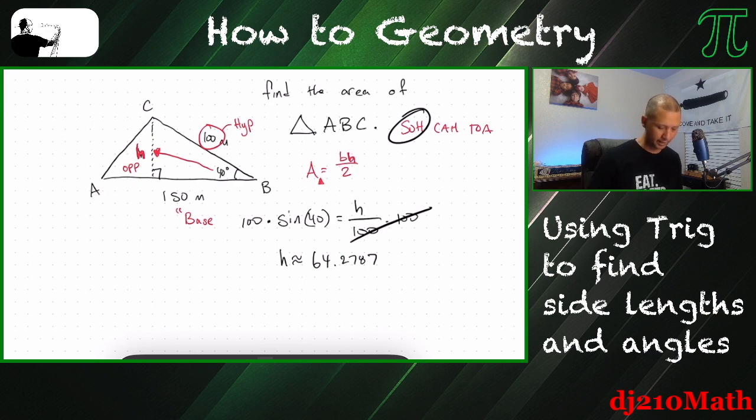So to calculate the area, we need this number, 64.2787, times the base, which is 150, and then divide this number by 2. So we can call this 4,821 in its area. So this is going to be square meters, meters squared.